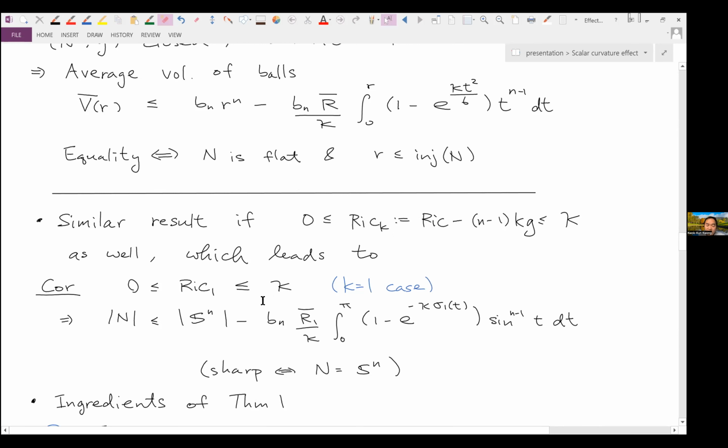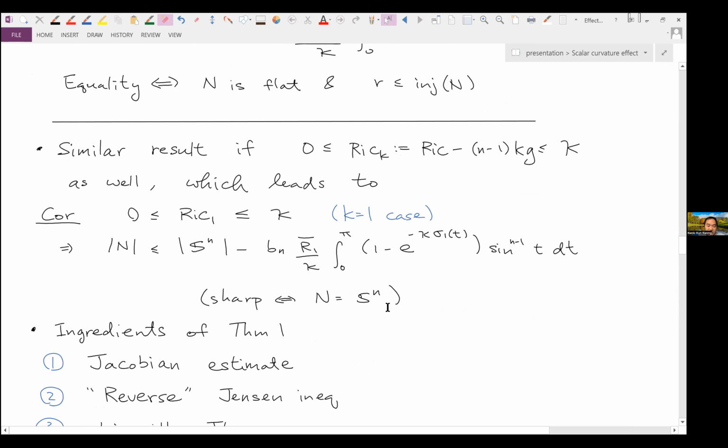As a particular case, if let's say this small k is 1, then the Ricci_1 is non-negative and bounded above by kappa. Then we have such an upper bound for the total volume of the manifold. It's more than or equal to the volume of the whole sphere minus some correction factor involving the average scalar curvature. And again, this is something positive. I didn't write down the definition of sigma_1 here, but this is something very explicit. Anyway, this inequality is sharp, and equality holds if and only if it's just a sphere, right?